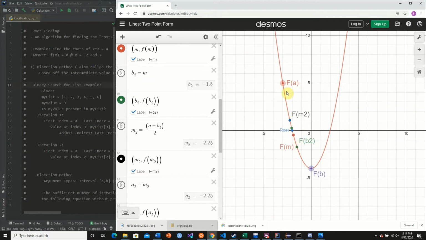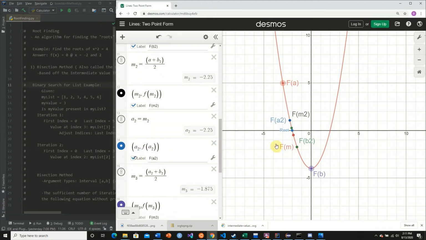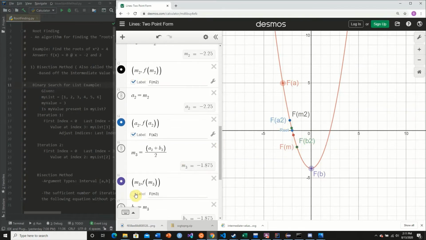So what we do is we adjust our a equal to m. So we set our a equal to m. We get our new a value. So now we have f of a2 and f of b2. We calculate the m value again. So here we have f of m3.